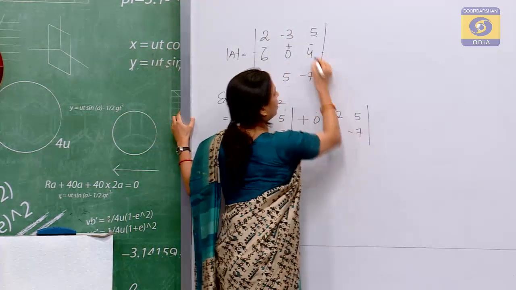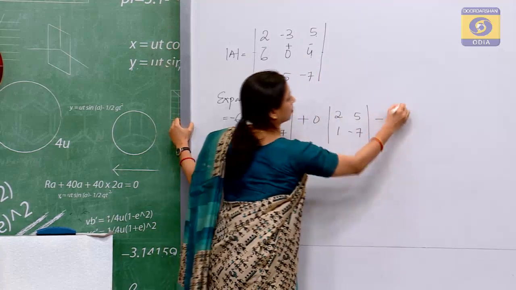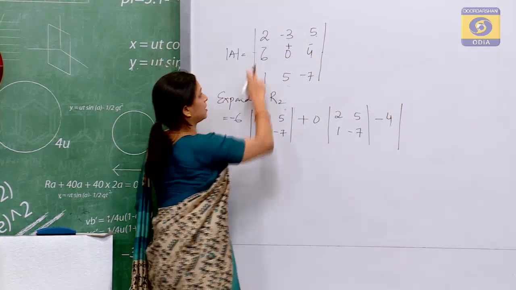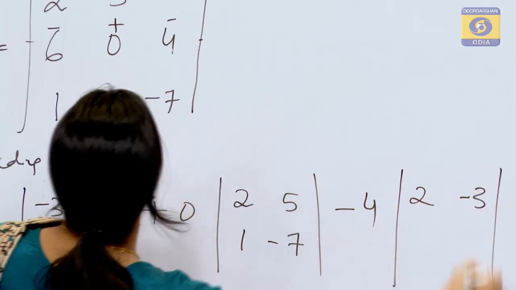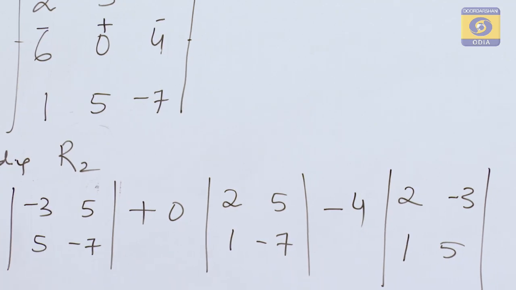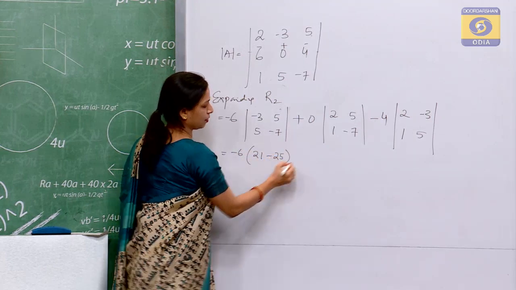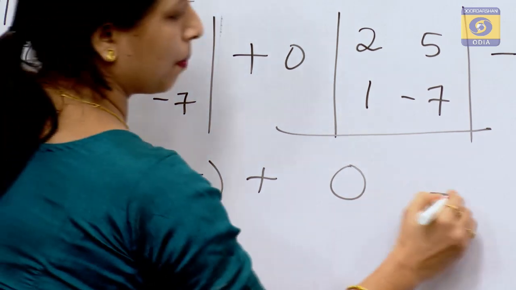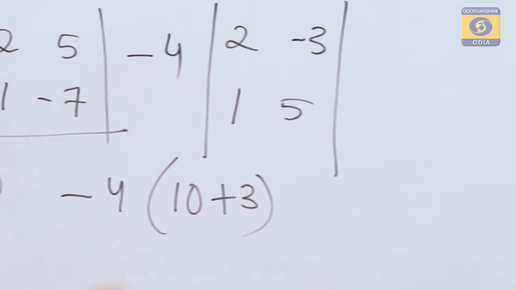Now, we take the third one, the positional sign is minus, minus 4, and the determinant that we get by deleting the row and the column in which the element exists, 2, minus 3 and 1 and 5, right. Now, we do the calculation. So, minus 6, this is 21 minus 25 plus the result will be 0 because 0 multiplied with 0 is 0, minus 4, here we get 10, minus 3, so it becomes plus 3, right.